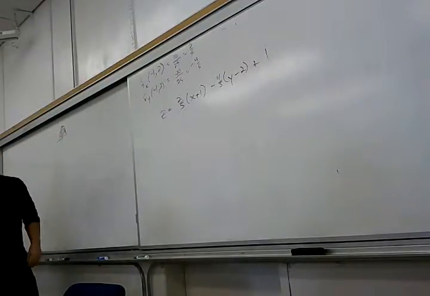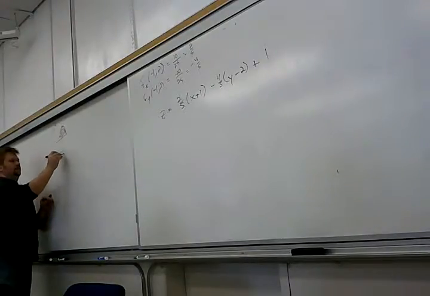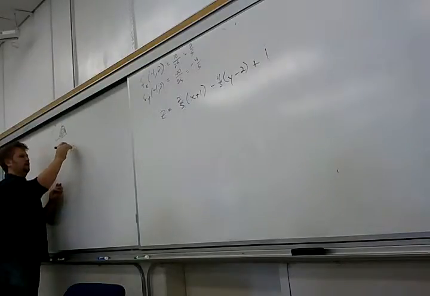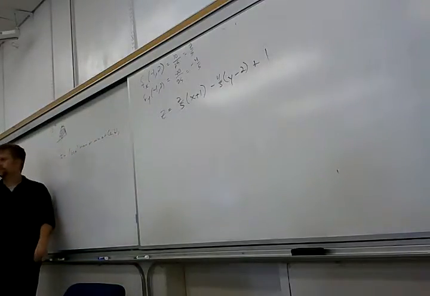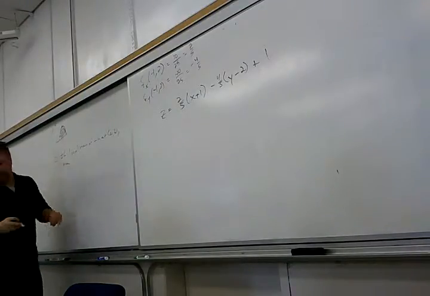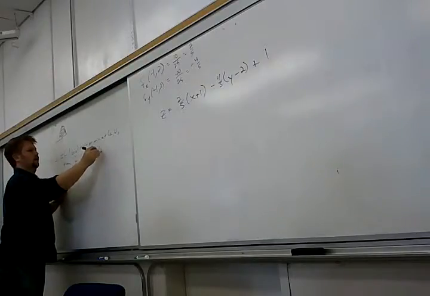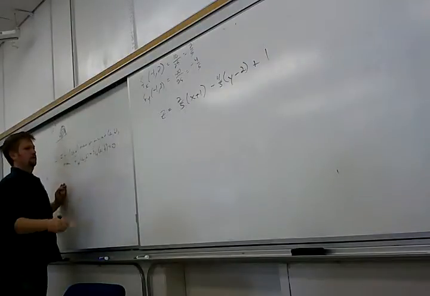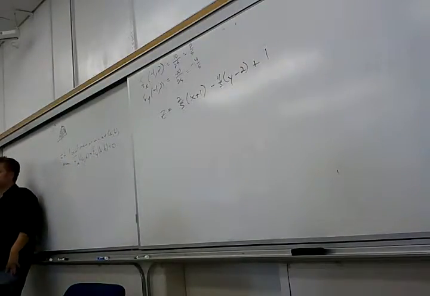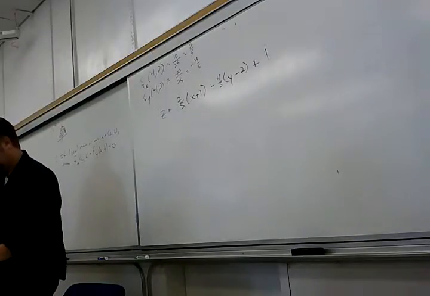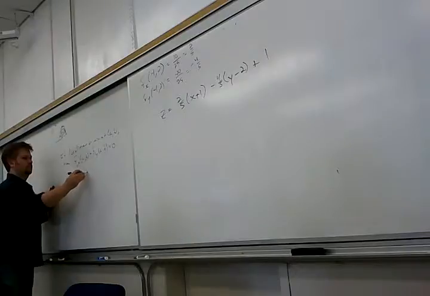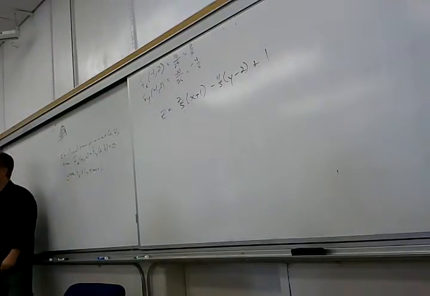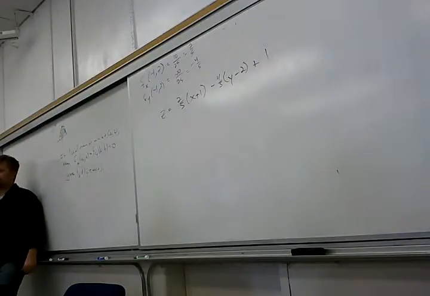Number 1. If there's a local max or min at (a, b), then the partial derivatives must be 0. A little disclaimer: if they exist. If it's undefined, it could be there too.